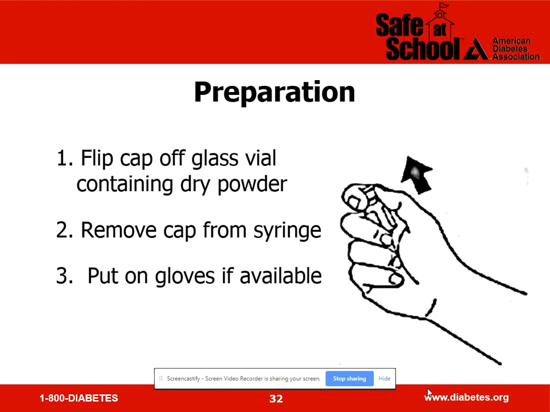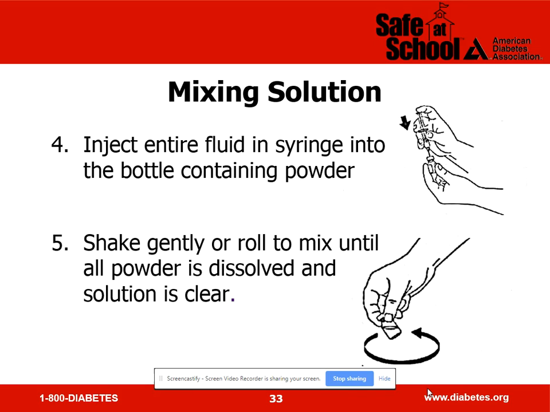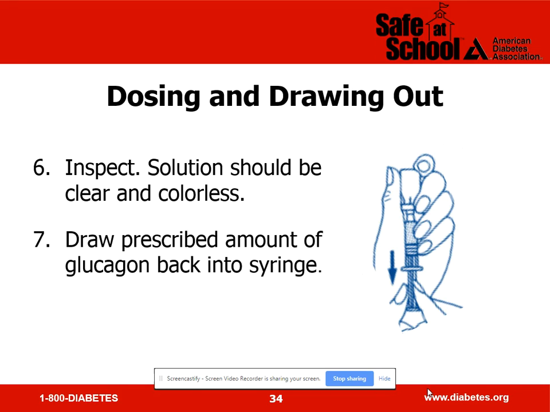For preparation and use of this tool, flip the cap off the glass vial containing the dry powder. Remove the cap from the syringe. Put on gloves if available. Inject the entire fluid from the syringe into the bottle containing the powder. Shake gently or roll to mix until all powder is dissolved and the solution is clear.